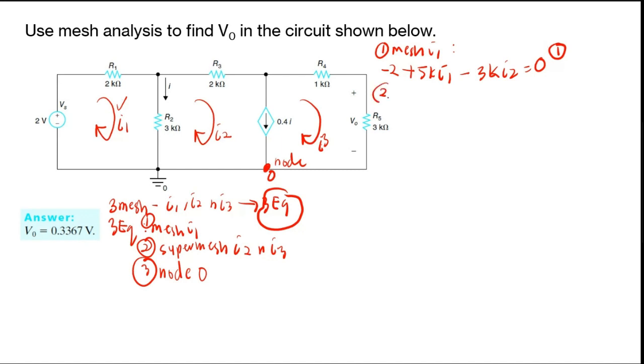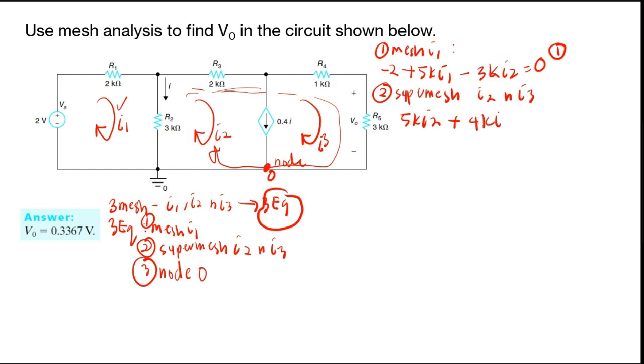And then the second equation is actually the super mesh I2 and I3. So this is the super mesh, which means you have another loop here. Okay, this is your super mesh. So for your super mesh, let's start from here where you can combine these 3 plus 2, where you have 5k I2 plus 4k I3 minus, here, minus 3k I1 equal to 0.